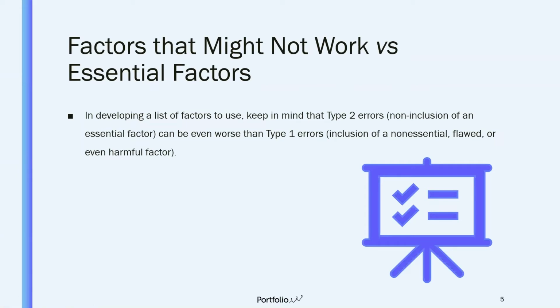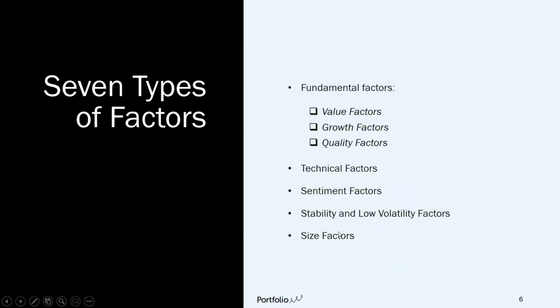So yeah, try to think of everything you want to look at in a stock when you're designing factors. Now, there are 7 types of factors we're going to talk about here. Fundamental factors are value factors, growth factors, and quality factors. There are technical factors, sentiment factors, stability and low volatility factors, and size factors. Now, technically, stability factors are a subset of quality factors, but I separated them out because I think they go very well with low volatility.